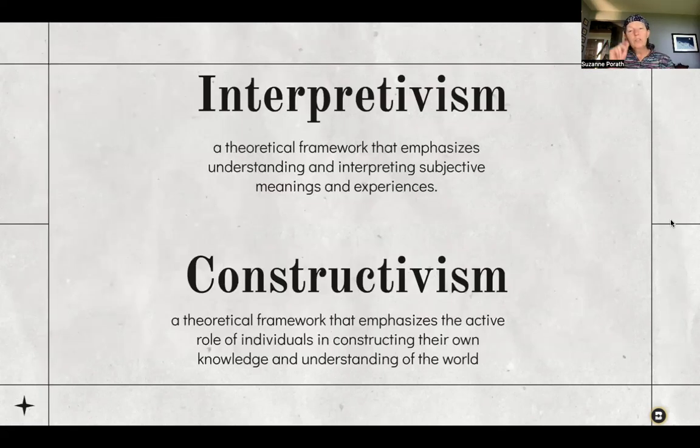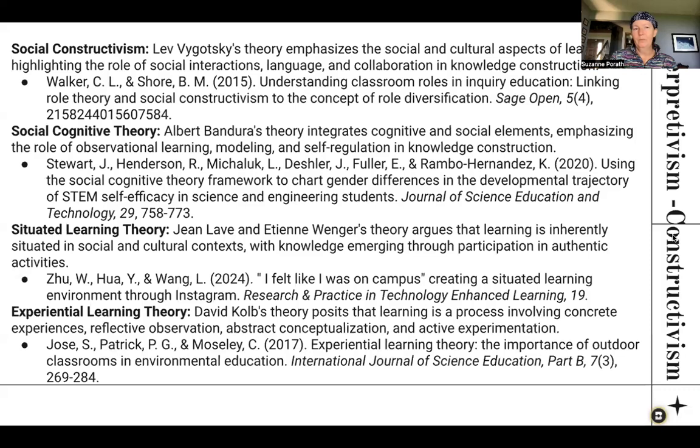Now, if you look at interpretivism, constructivism is a very large umbrella theory that encompasses a bunch of different types of constructivist theories. So here's just a few of them, and there's more than this. Social constructivism, social cognitive theory, situated learning theory, and experiential learning theory. And again, here's the definitions and the studies that give some examples of it.